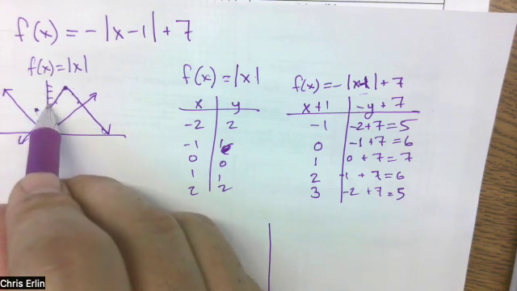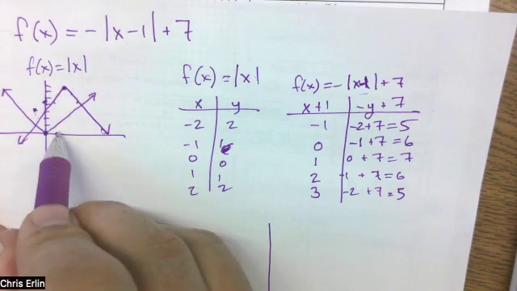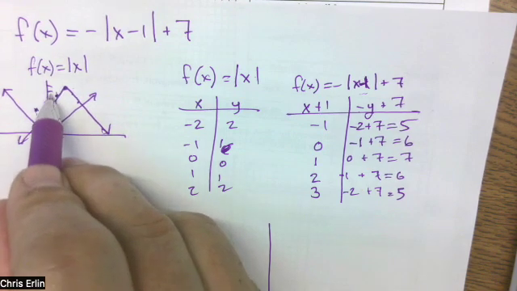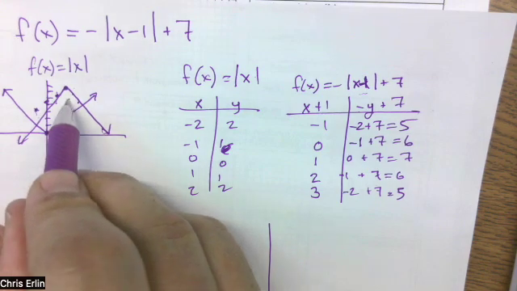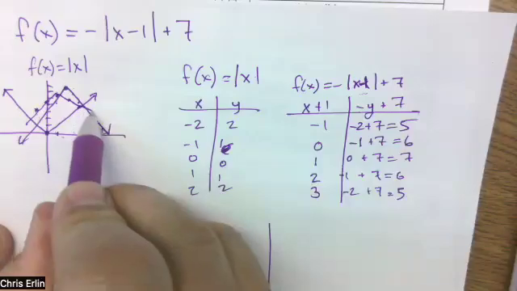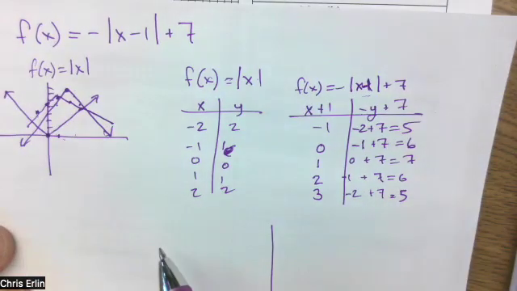0 is supposed to have a y-intercept of 6. At 1, it's going to be up here at 7. At 1, it's at a max. At 2, it's at 6. At 3, it's at 5. And so I end up with a graph like that, which looks a little bit better.